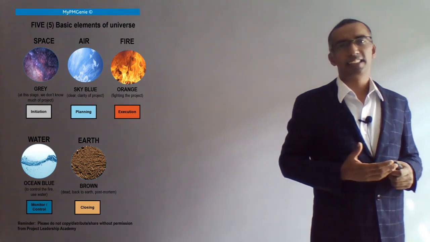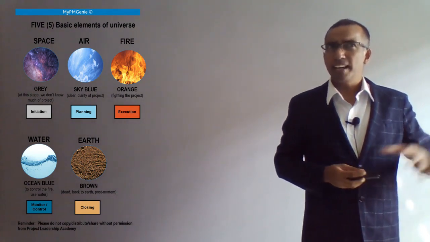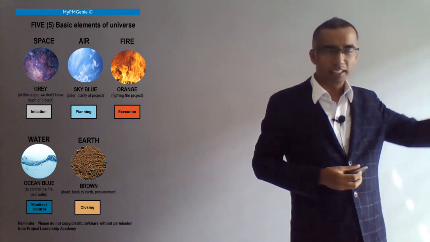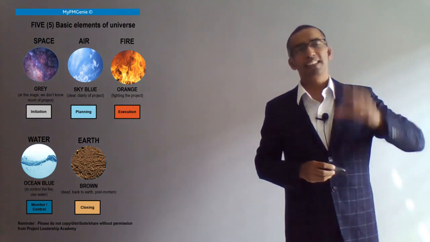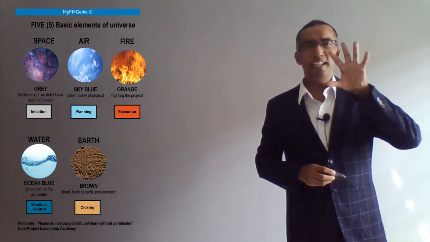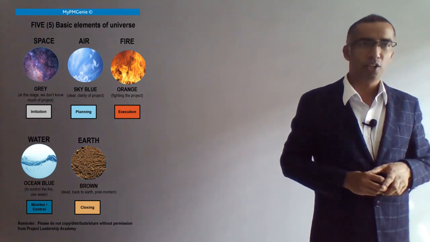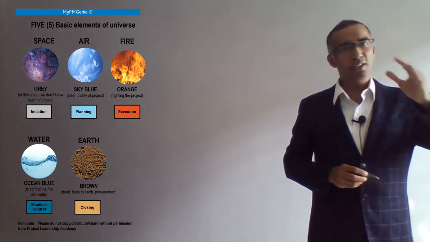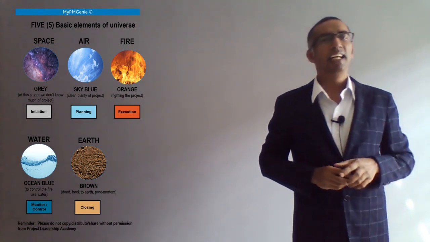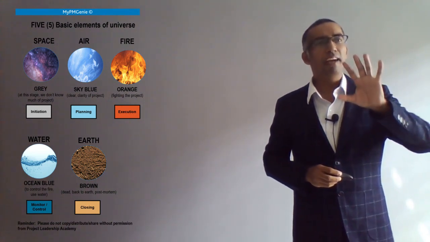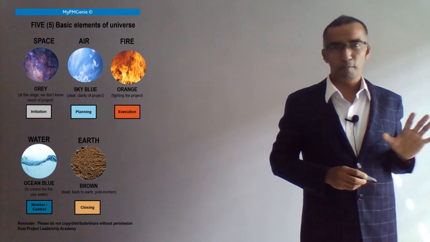And if you look at sky blue, there is some clarity. It's a clear sky, they call it. Because there's some clarity, and usually you get clarity once you have done the planning stage of your project. So just remember, planning is blue color, and in planning, you have clarity of your project.